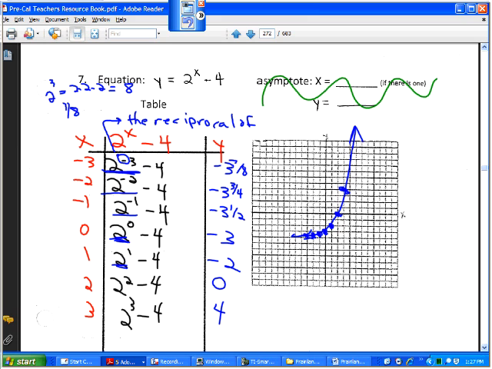Any questions on number 7? Okay. Exponential graph. I think that's page 187 of the Algebra 1 book.